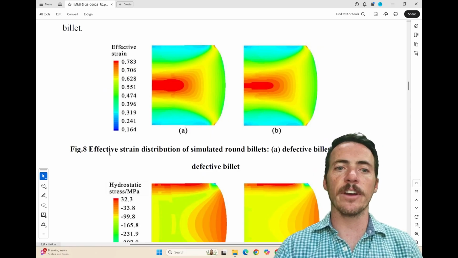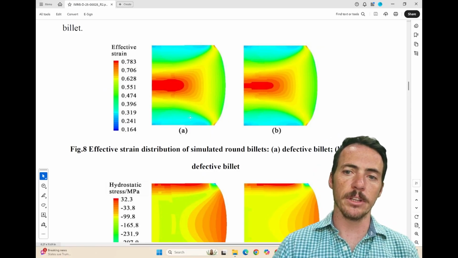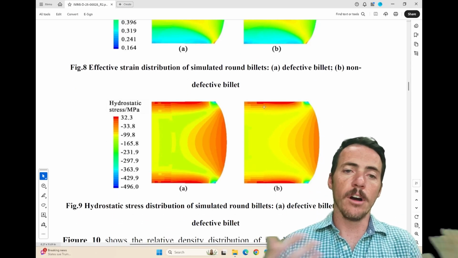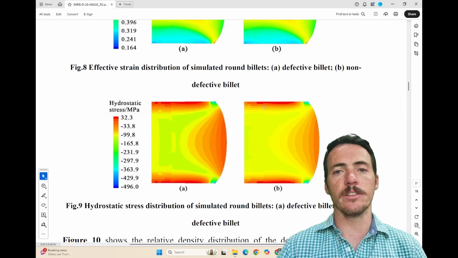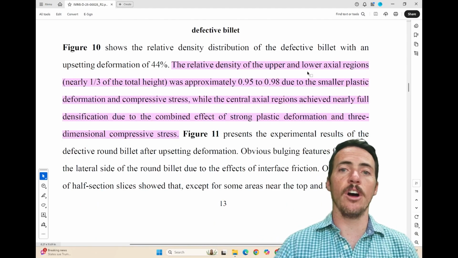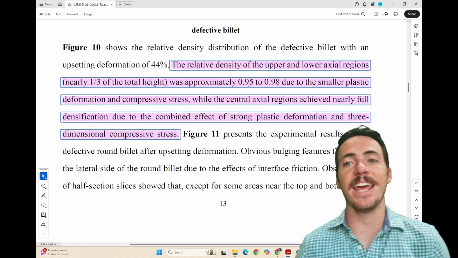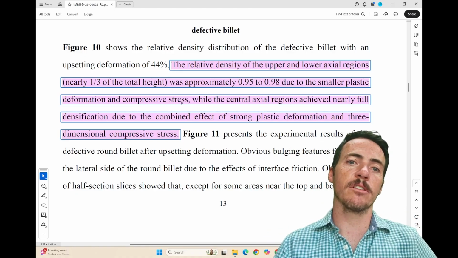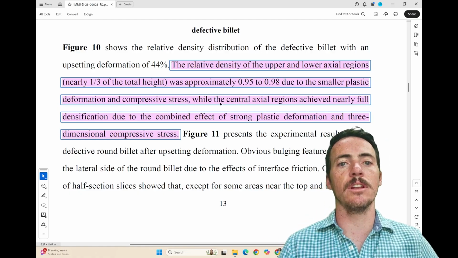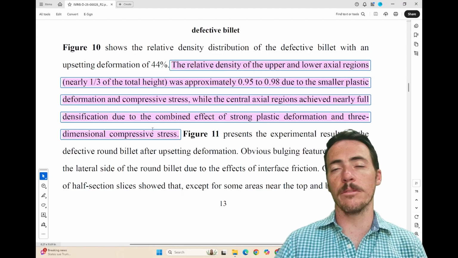So here's a good example of the type of results they're able to generate with this approach. Here they're modeling the effective strain distribution within these billets, on the left in a defective billet and on the right in a non-defective billet. So you can see where the strain is accumulating, where obviously the higher the strain, the more densification we'd expect to see. And that's exactly what we see here. The relative density on the upper and lower axial regions was approximately 0.95 to 0.98 due to the smaller plastic deformation and compressive stress. But the central axial region achieved nearly full densification due to the combined effect of strong plastic deformation and the three-dimensional compressive stress.